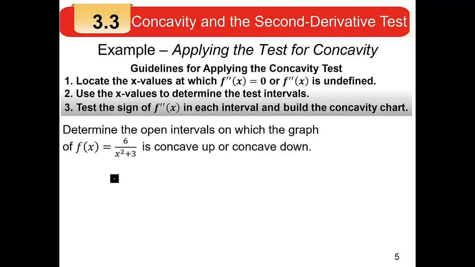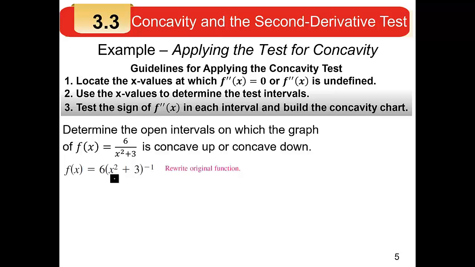Suppose I gave you the function f of x equals 6 over the quantity x squared plus 3 and asked you to find the open intervals on which the function is concave up or concave down. First thing you'll do is find the second derivative.